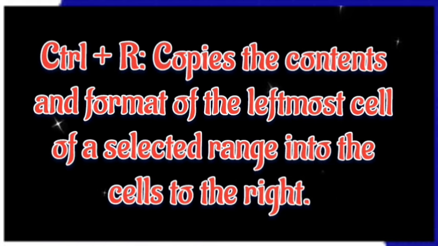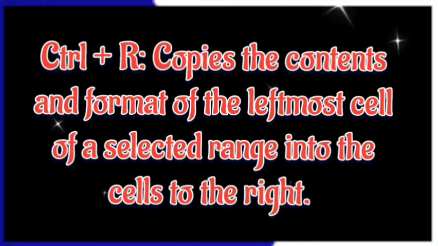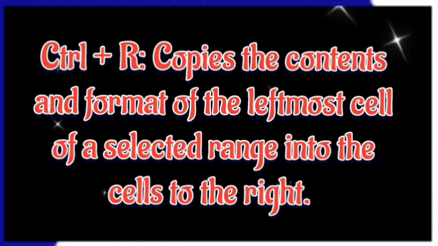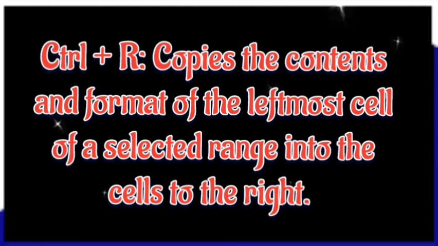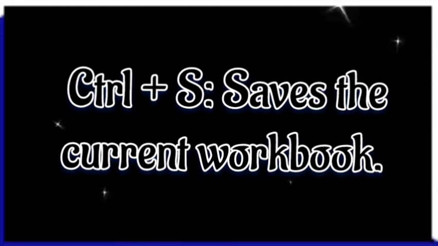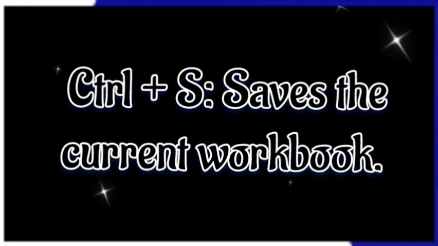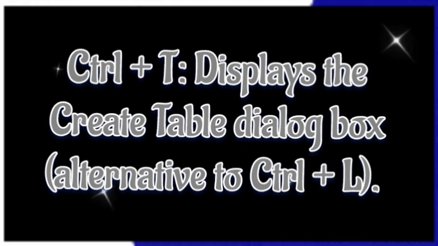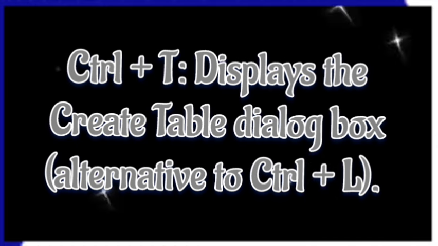CTRL plus R copies the contents and format of the leftmost cells of a selected range into the cells to the right. CTRL plus S saves the current workbook. CTRL plus T displays the Create Table dialog box, alternative to CTRL plus L.